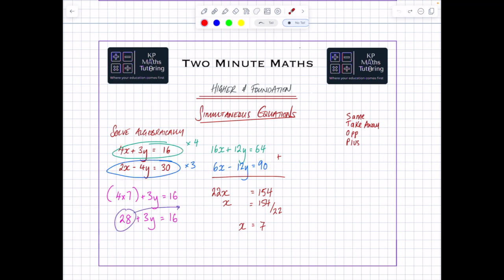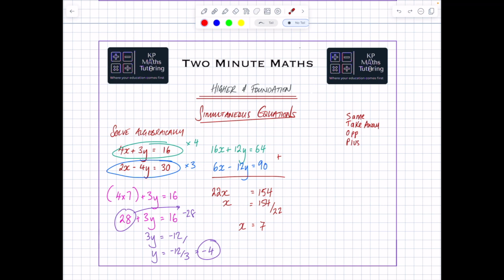From there, pick up that 28, chuck it over the equal sign, and it becomes a negative. So you're now saying 3y is equal to 16 minus 28, which is minus 12, and then you divide that by 3 to solve. Minus 12 divided by 3 is minus 4. So we've got y is minus 4, x is 7.